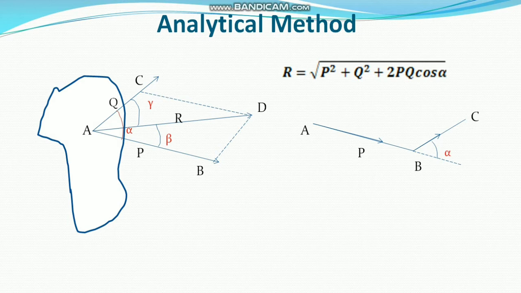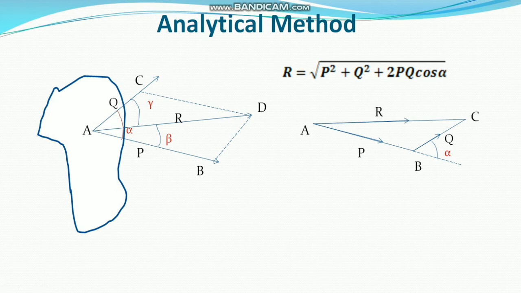Then what you will get, the resultant is just joining A and C, and then you will get the triangle. So the parallelogram has been converted into a triangle, where one side is P and the other side is Q, one after another, and when you join them together or close them, then the resultant will be there. So this is the resultant.